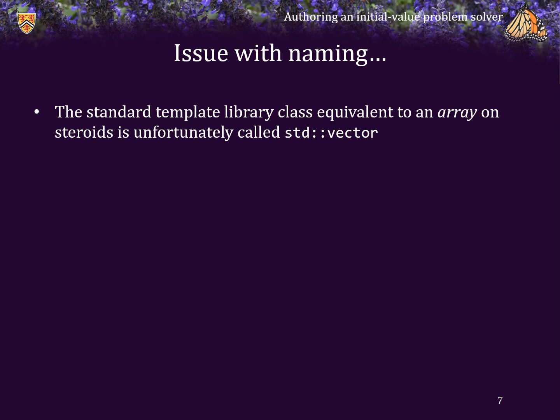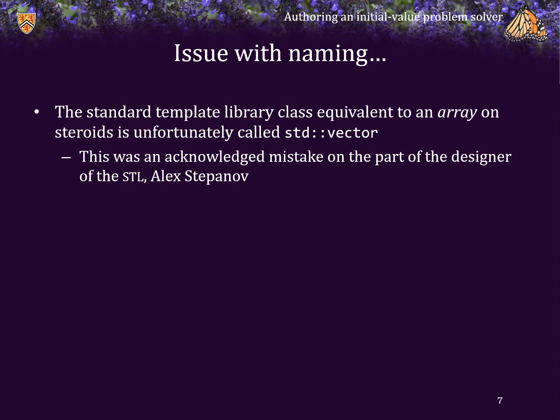Now, an issue with the naming of the vector class. The standard template library class that is equivalent to a vector or an array on steroids is unfortunately called vector. This was an acknowledged mistake in the naming on the part of the designer of the standard template library, Alex Stepanov. That's okay. He's done many more wonderful things. The fact that he named one class poorly is frustrating, but not the end of the world. There's issues with this naming.